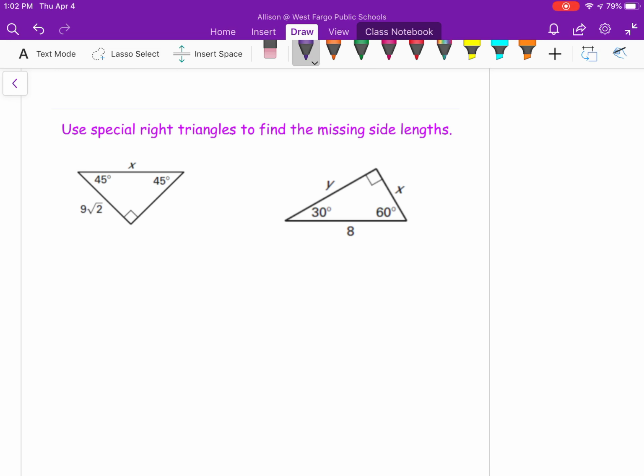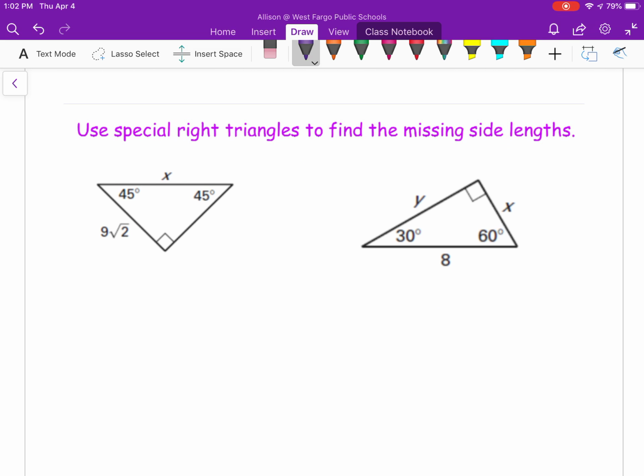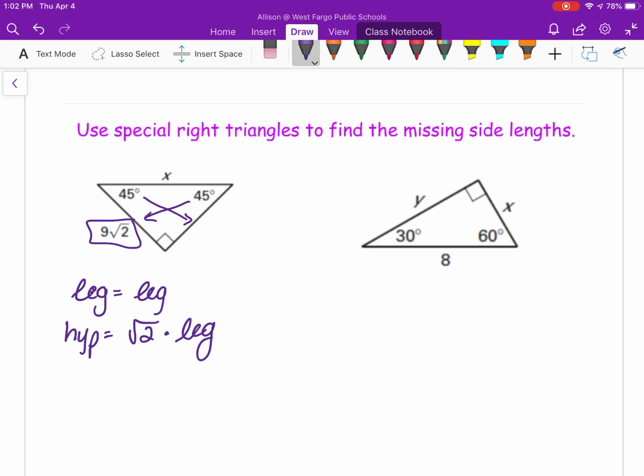We'll do a couple more examples. So 45, 45, 90. My main equation, I know that my leg equals my other leg. So leg equals leg. And then I know my hypotenuse equals the square root of 2 times my leg. So the legs are the ones that are across from the 45-degree angle. So if this side is 9 square roots of 2, then this side over here is 9 square roots of 2 as well, because leg equals leg.